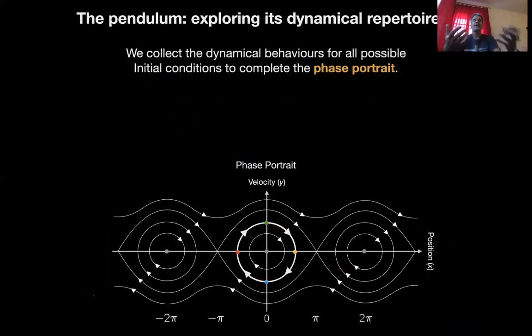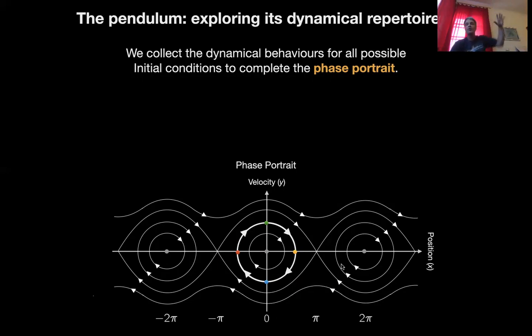We can then collect the dynamical behaviors for all possible initial conditions to complete what we call the phase portrait of the system. So if we draw all the possible trajectories in the phase plane, we get the phase portrait of the system. I'm showing the original trajectory here in the middle, and there's all kinds of other trajectories. This is a smaller pendulum. When you start the pendulum from all the way on the top, if there's no friction, it'll go to the top, it'll swing back. So that's a very special trajectory, this one here.